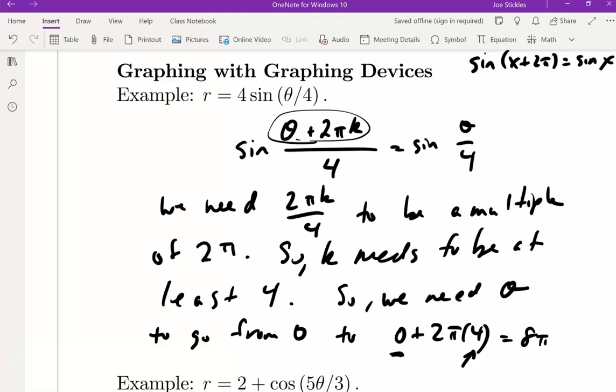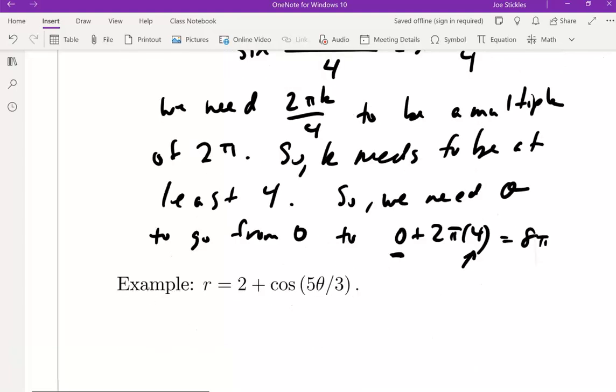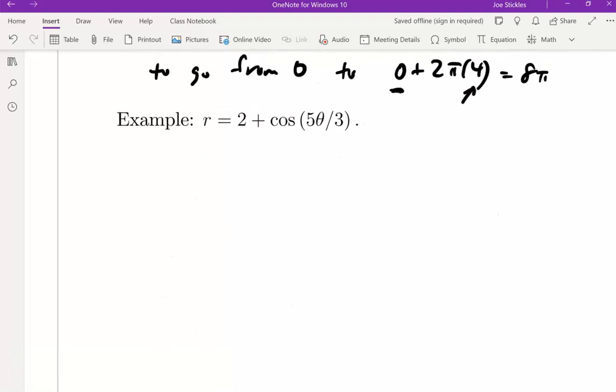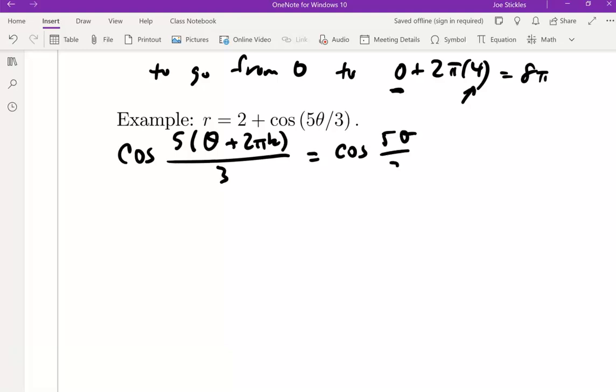I know I didn't do a good job explaining this. So let's do another one. Okay. Let's look at the 2 plus cosine of 5 theta over 3. So again, we need cosine of 5 times theta plus 2 pi k all over 3 to give me the same thing as cosine of 5 theta over 3.